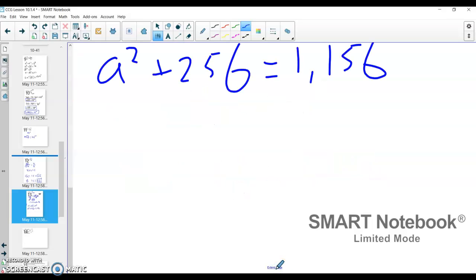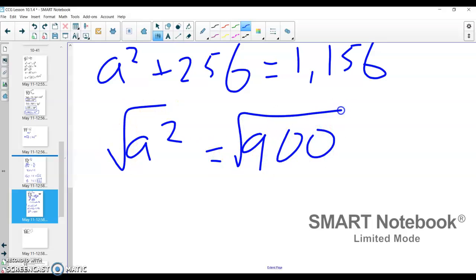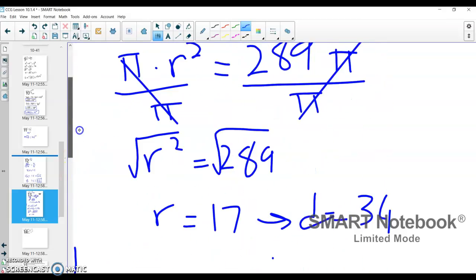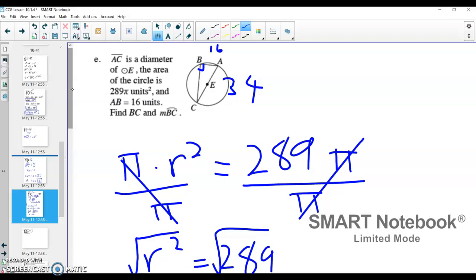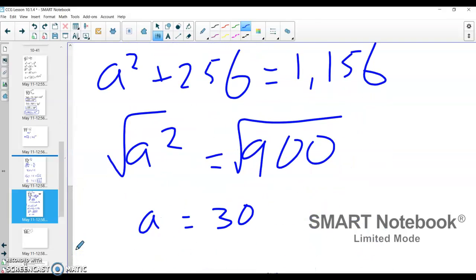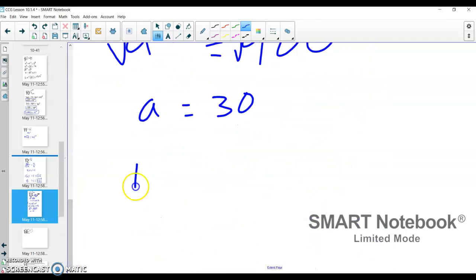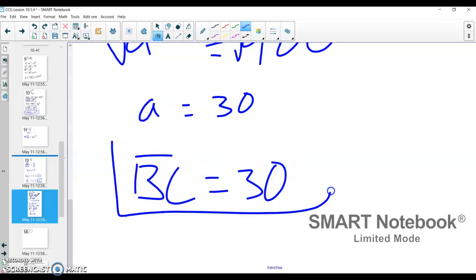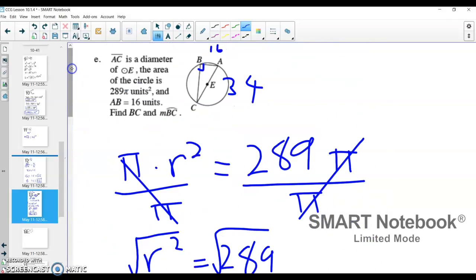I'm going to subtract the 256 to the other side. So I take 1,156 minus 256, and that gives me 900. Square root both sides, and a gives you 30. And that means that line BC is equal to 30. Because really I called it a, but it's really BC is equal to 30 units. All right, so I know that line BC is 30.